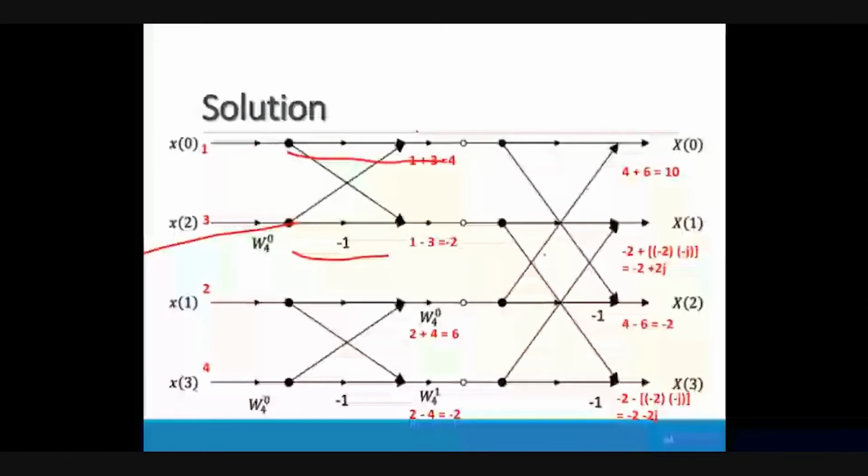So our answer for the input sequence x of n, 1 2 3 4, is 10, minus 2 plus 2j, third value is minus 2, and the last one is minus 2 minus 2j. So this is the calculation of the DIT FFT algorithm for 4-point DFT. All of you clear?